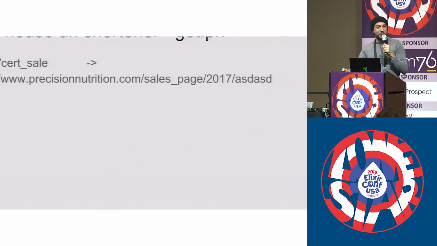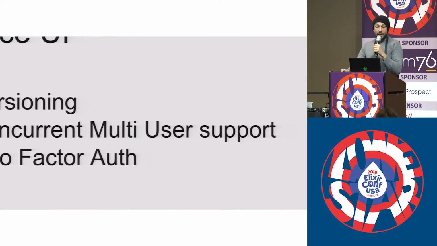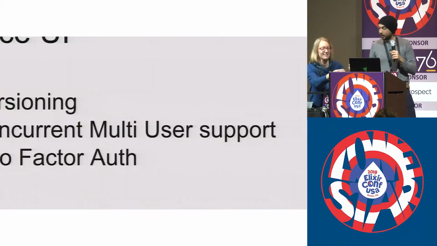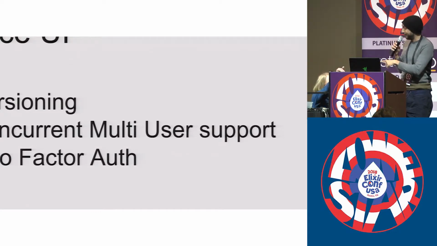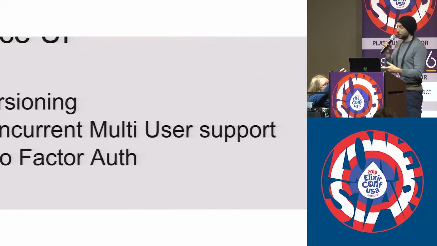So the problem to solve is we want to build a URL shortener, which is something that we actually need for our business. And we wanted it to be fast because, as you just saw, Luke is obsessed with fast. So we decided to do it in Elixir. We really wanted to have a nice UI. We wanted to have versioning. We wanted to have concurrent multi-user support. And we wanted to have two-factor auth.